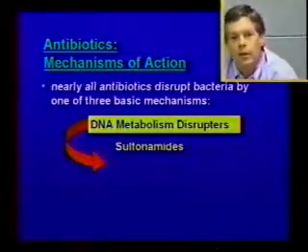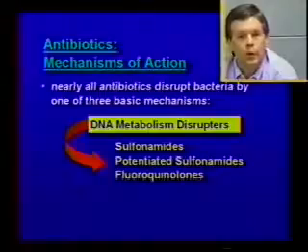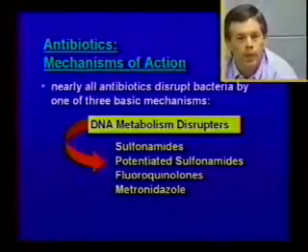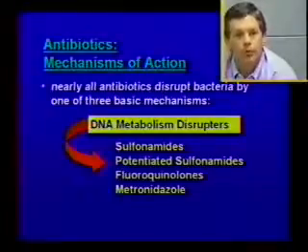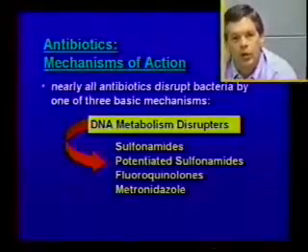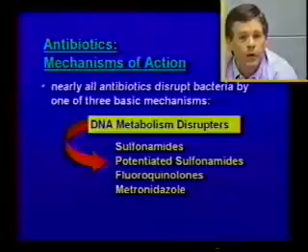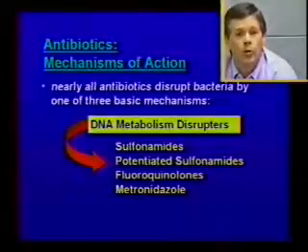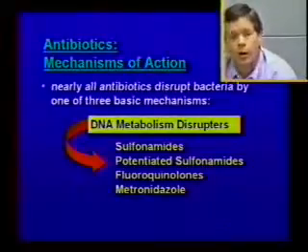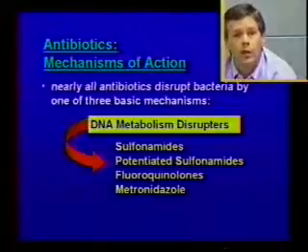Finally, the class of drugs that interfere with DNA metabolism in microorganisms represents a third major and important group of antibiotic agents. The sulfonamides and the potentiated sulfonamides are two very old classes of agents that are still used widely, though, which act through this mechanism.